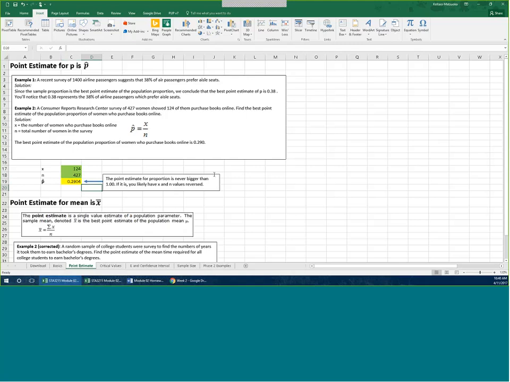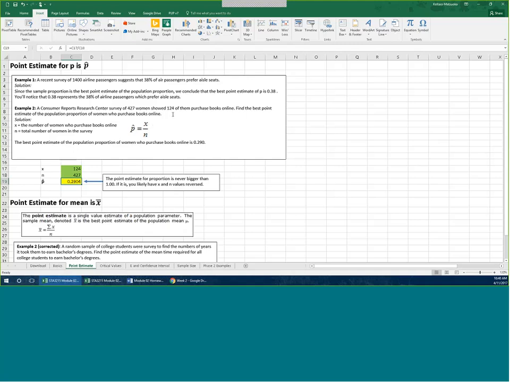As you notice, I put little commentaries here and there to make sure you don't get the wrong numbers. For example, if this number, P hat, is bigger than 1, you did it wrong, because P hat is never more than 100%, which means more than 1. If your P hat is more than 1, you did something wrong. Most likely you flipped the numbers. Okay. So that's how you calculate the point estimate for proportion.